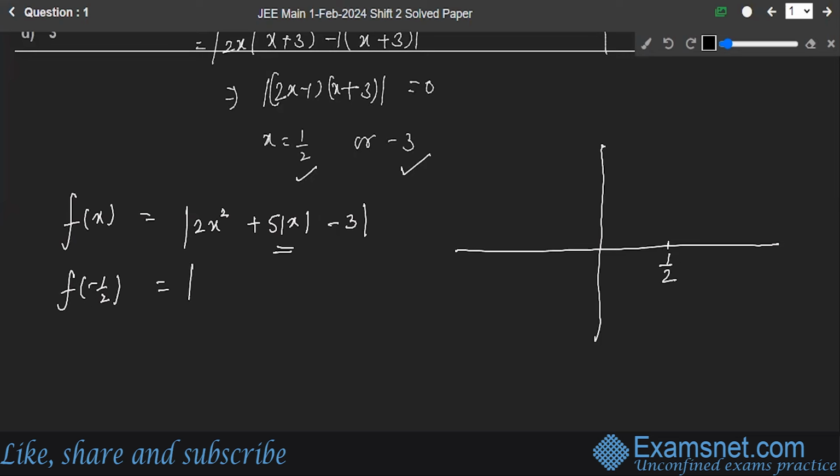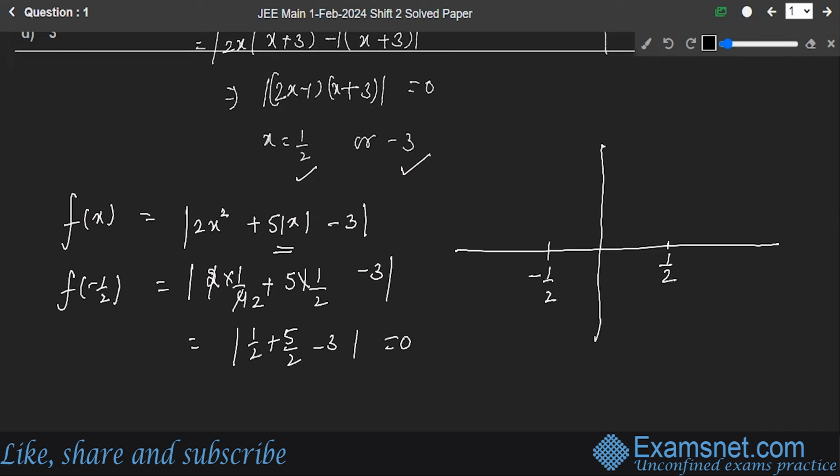Let's confirm that. So 2 into 1 by 4 plus 5 into 1 by 2 only, minus 3. This will give me 1 by 2 plus 5 by 2 minus 3. This, of course, is equal to 0. So that means x is equal to minus 1 by 2 is also a root.